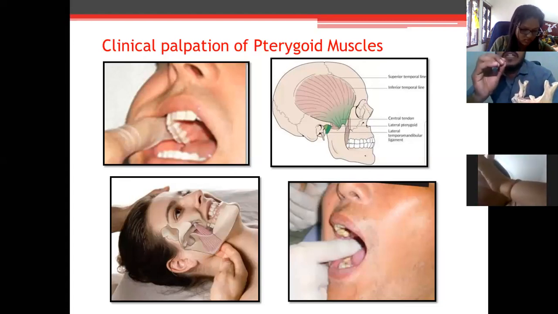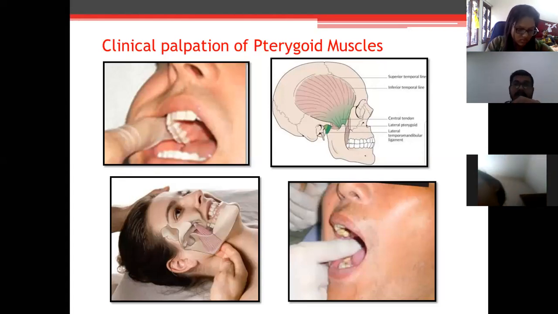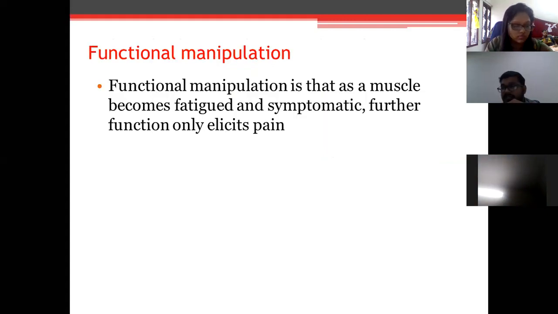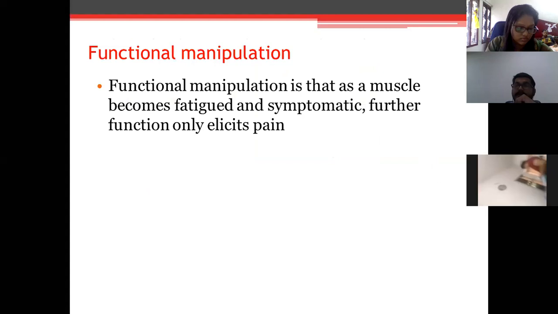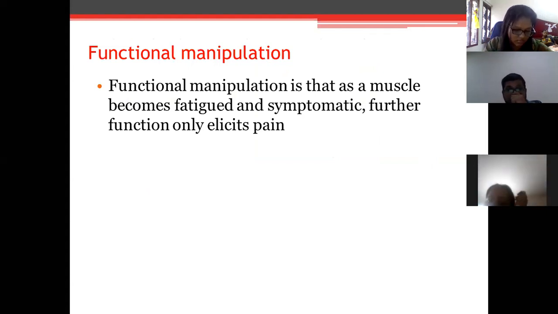If you practice how to palpate this lateral pterygoid muscle, you can make it possible. And if it is very difficult for you to palpate the pterygoid muscles, there is another technique, the functional manipulation technique. You can check how the muscle responds with its function. If the muscle is hyperactive, it becomes fatigued and then symptomatic, so further function definitely elicits pain.